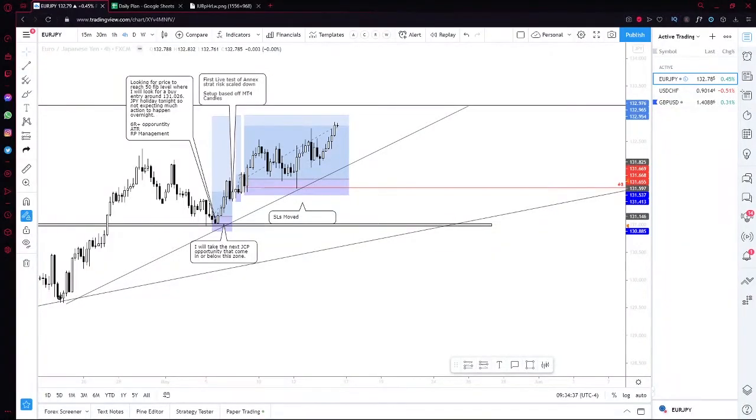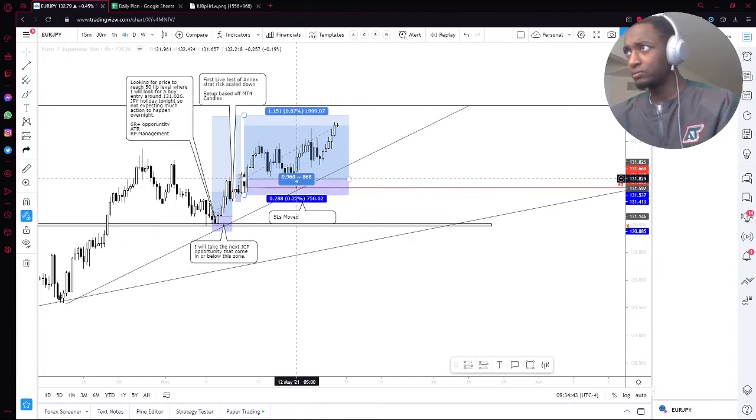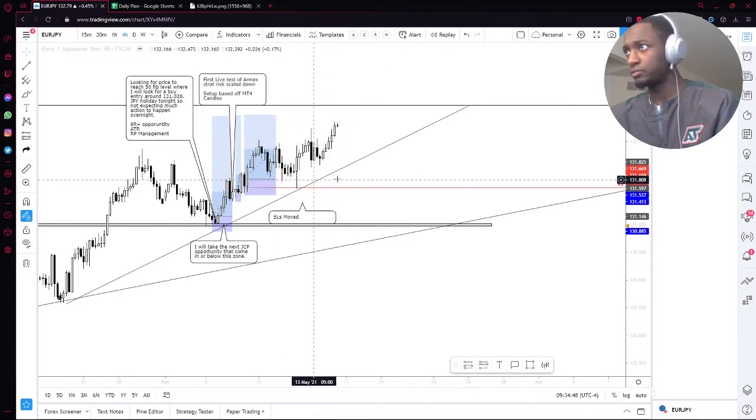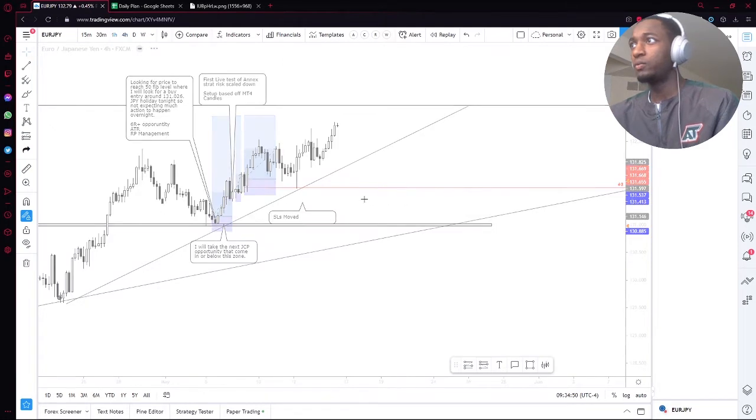EURJPY, in the original video that I recorded, I forgot to talk about the setup that I actually had this week, because it was a really nice setup and it basically played out. I'll show you. So the setup that I had on EURJPY was pretty nice, but I wasn't able to take advantage of it. Would have essentially had a 5th position here, or a 3rd position here, and it was a 1 hour setup.